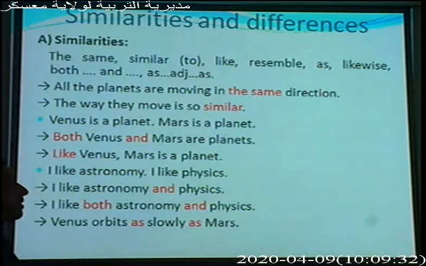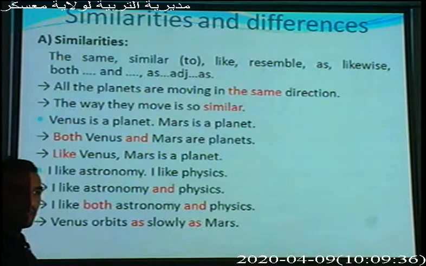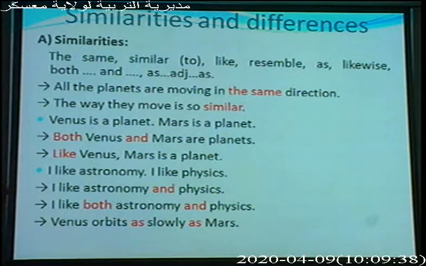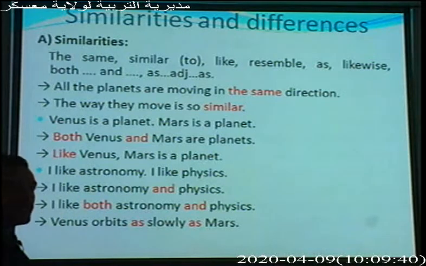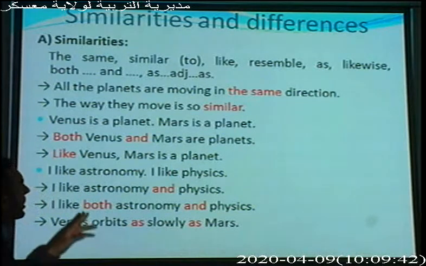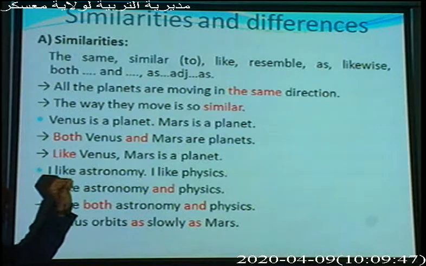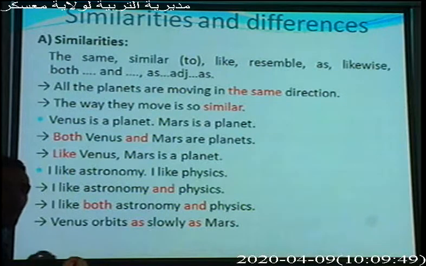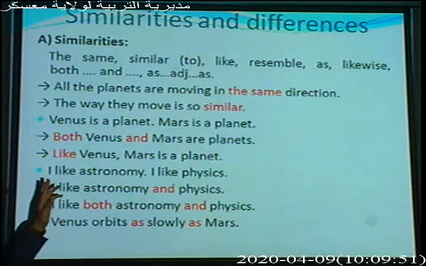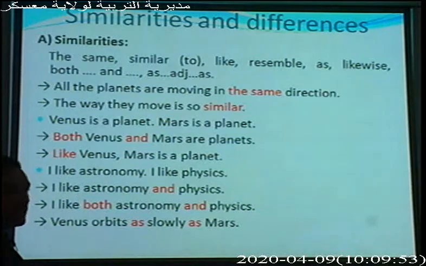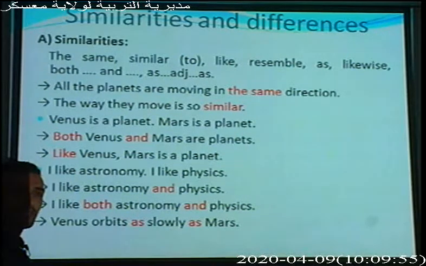Venus is a planet and Mars is a planet. Here we are talking about two things that are similar. We can join them to get only one sentence, and then we are going to get the following. Both Venus and Mars are planets. Here we use both and. Like Venus, Mars is a planet. It means Mars is a planet like Venus. Venus is a planet too.